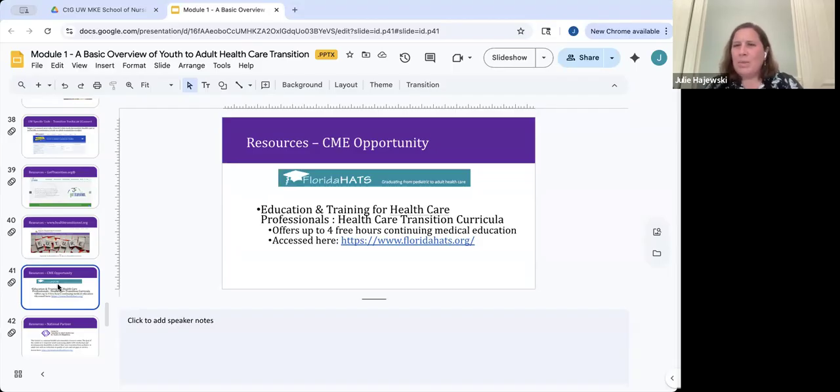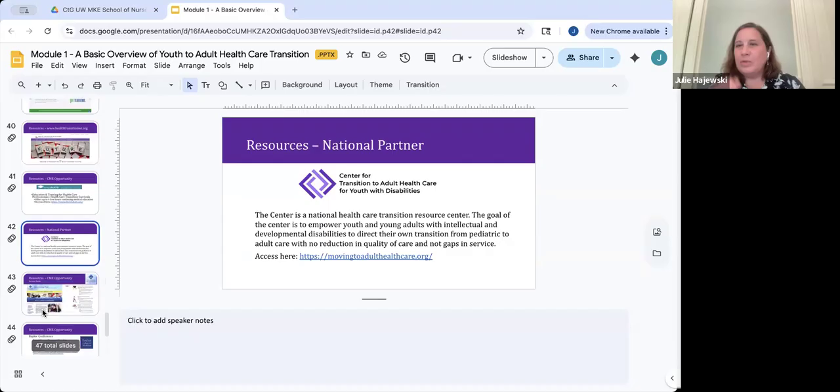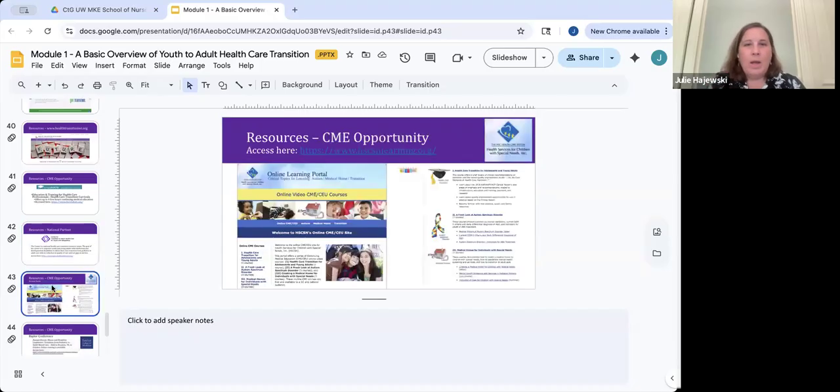And while there are some minute differences between state level information, at the broader level, it's still very good, very applicable training information. I talk about that national partner, the Center for Transition to Adult Healthcare for Youth with Disabilities. Great website. Go take a look at it, called movingtoadulthealthcare.org. Again, just some additional resources available when looking for materials for families and youth.